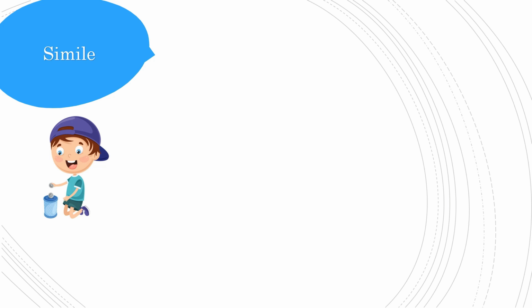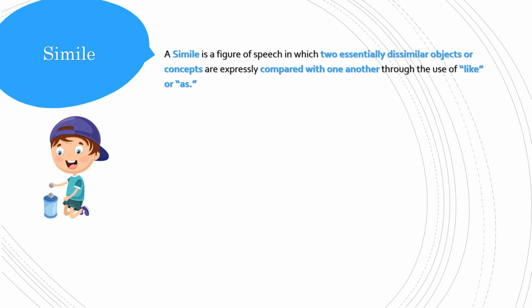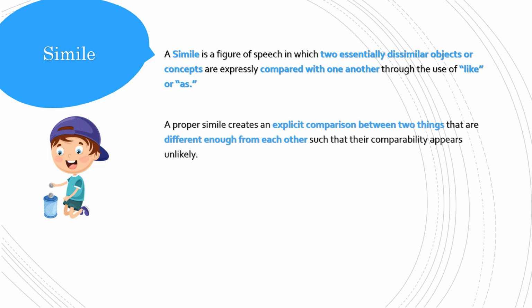Simile. A simile is a figure of speech in which two essentially dissimilar objects or concepts are expressly compared with one another through the use of like or as. A proper simile creates an explicit comparison between two things that are different enough from each other, such that their comparability appears unlikely.